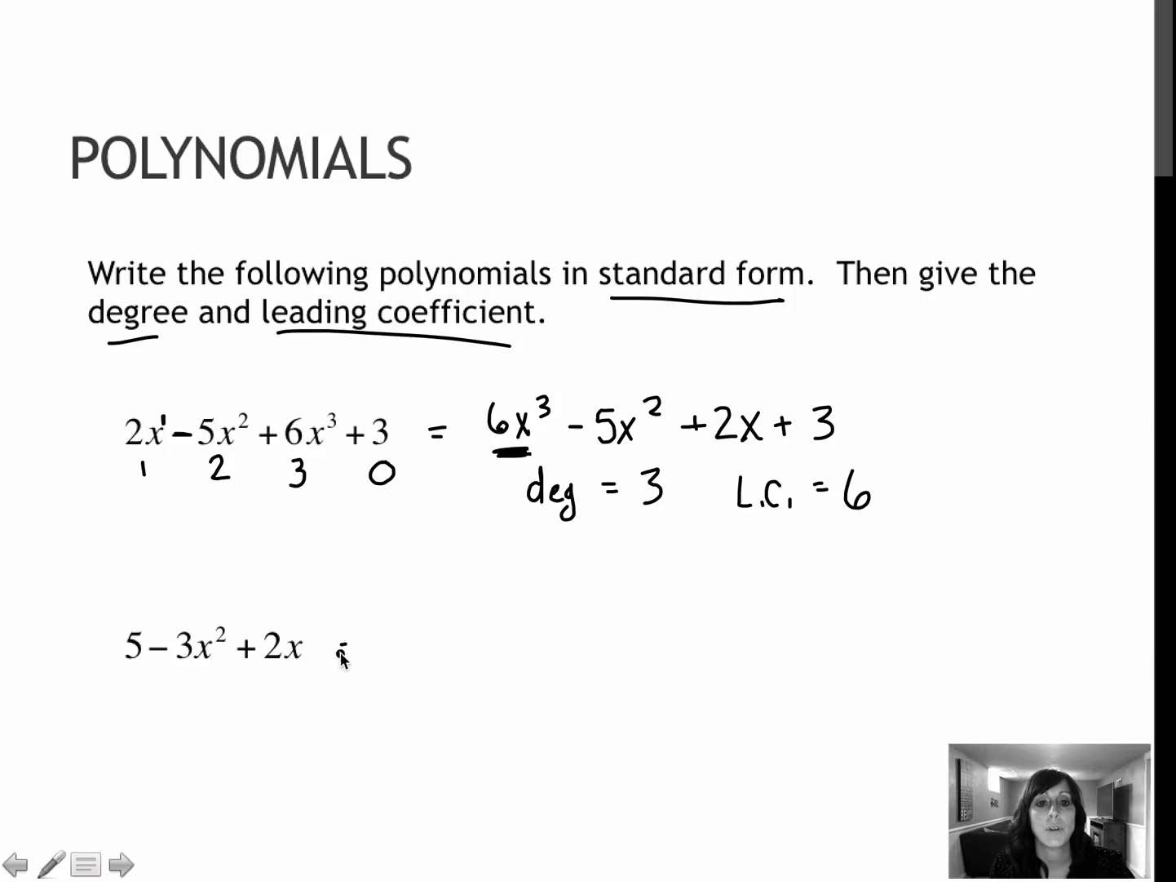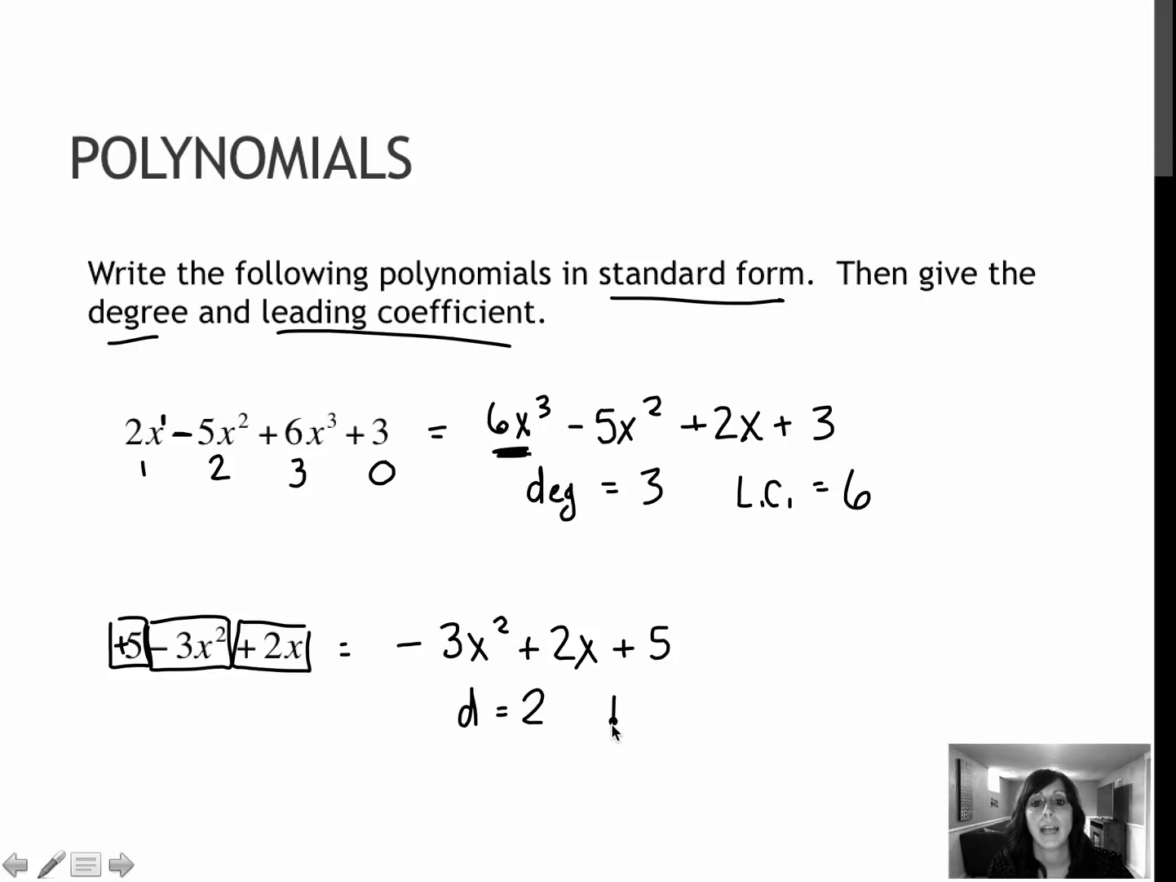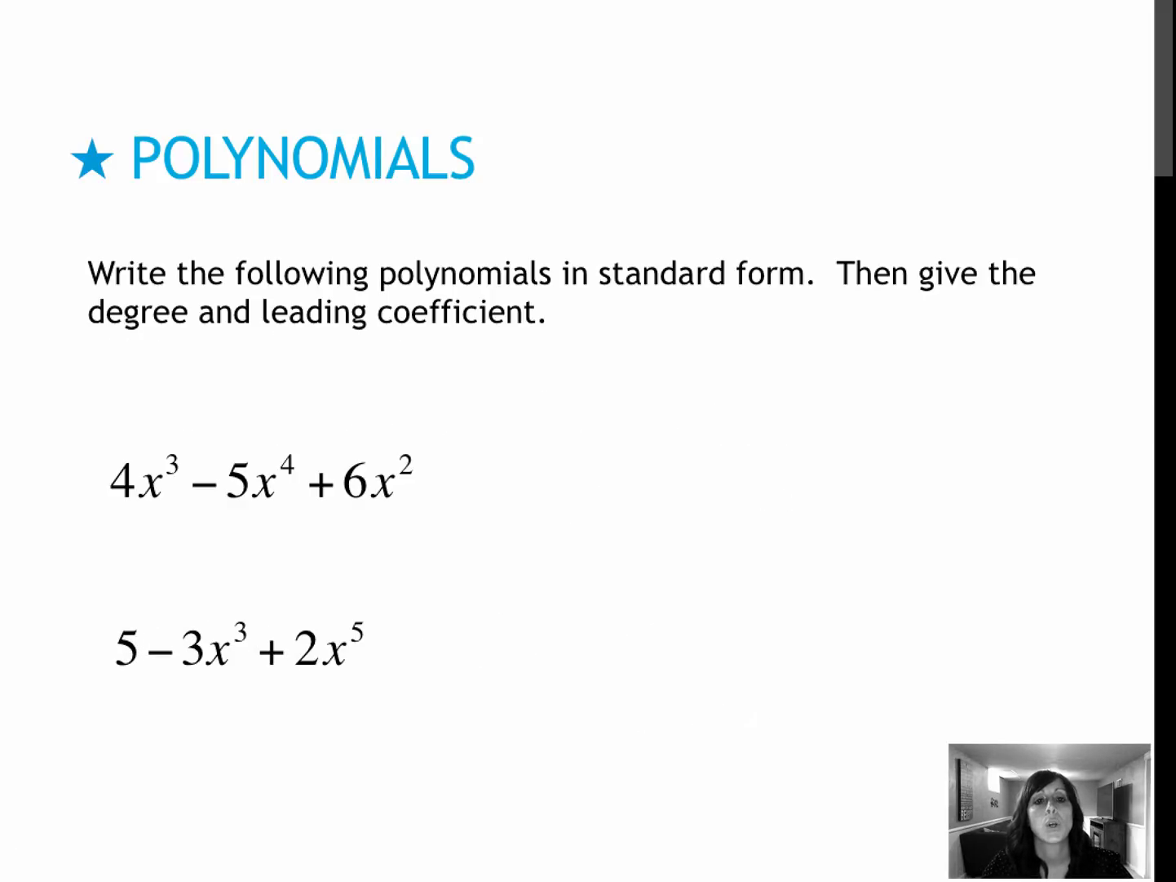My second example, I would start with the negative 3x squared, and then positive 2x, and then positive 5. So notice the negative stayed with my 3. This did not have a sign, so it was positive. This already had the plus in front of it. The degree is 2, and the leading coefficient would be negative 3. Go ahead and try these two on your own, then press play to see how you did.